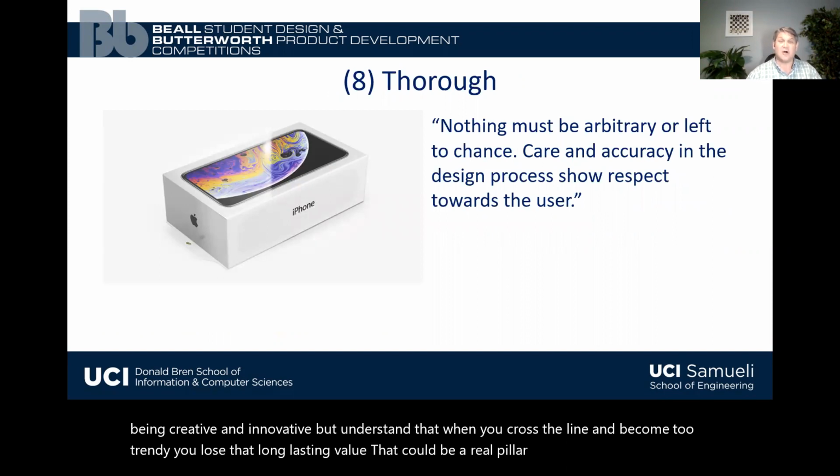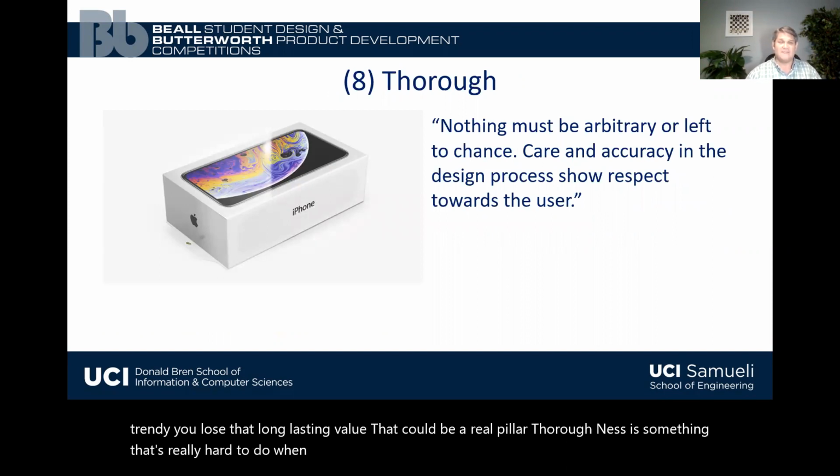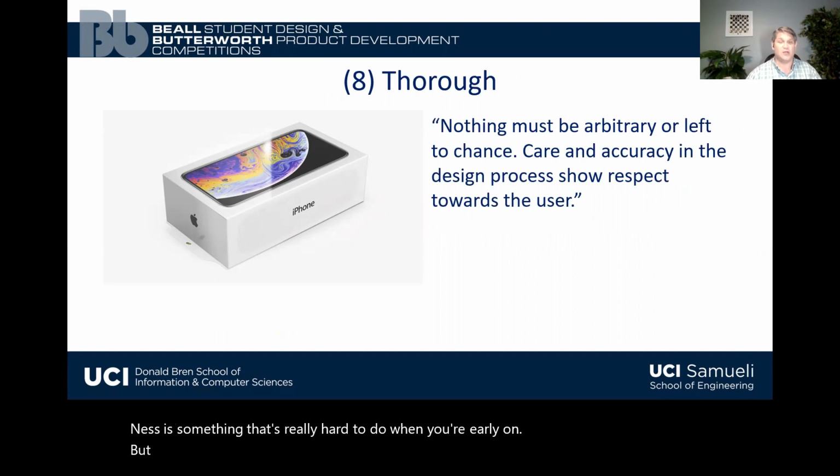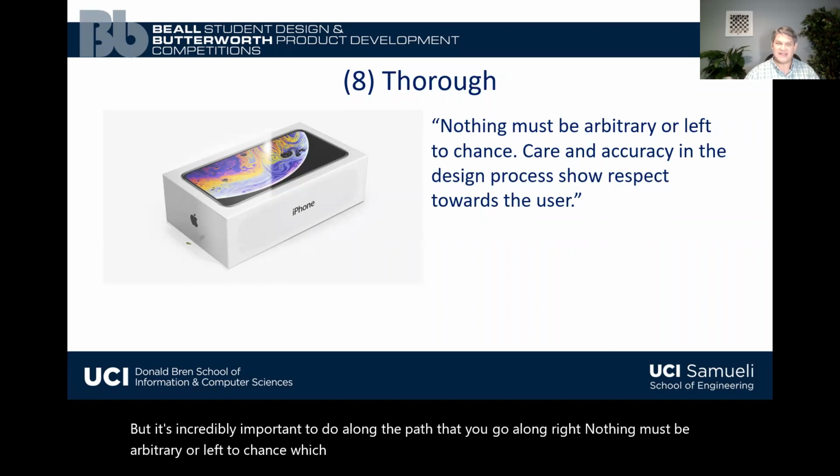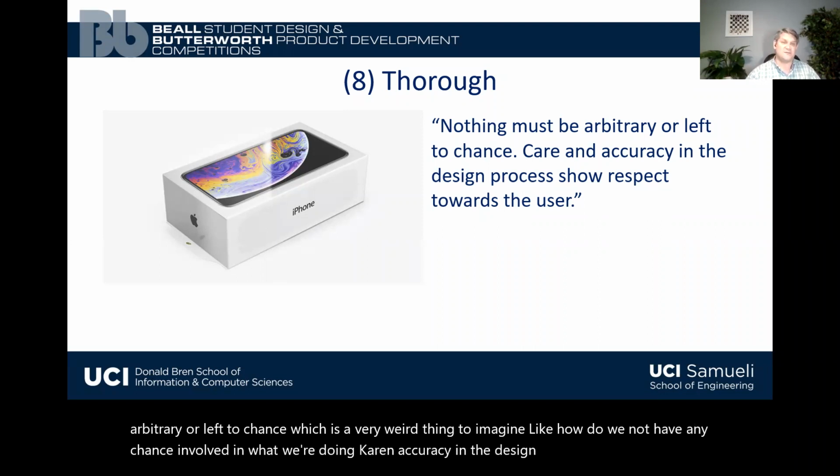Thoroughness is something that's really hard to do when you're early on, but it's incredibly important to do along the path that you go along, right? Nothing must be arbitrary or left to chance, which is a very weird thing to imagine. Like, how do we not have any chance involved in what we're doing? Care and accuracy in the design process show respect towards the user.